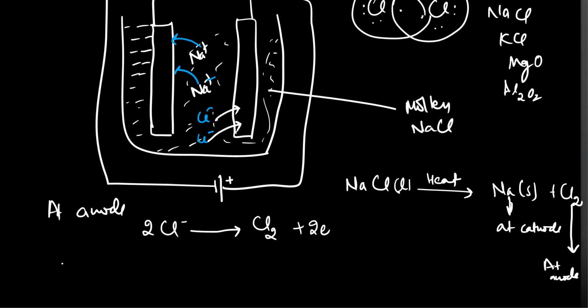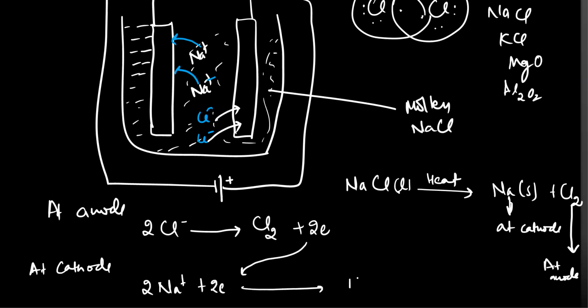And at the cathode, what is going to happen? The 2 Na positive ions will go and receive these 2 electrons and form Na solid. When Na positive gets 1 electron, it becomes Na solid, Na atoms. Understood? So the overall reaction is this one.